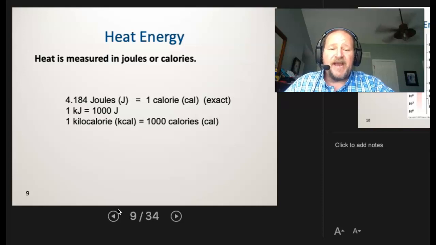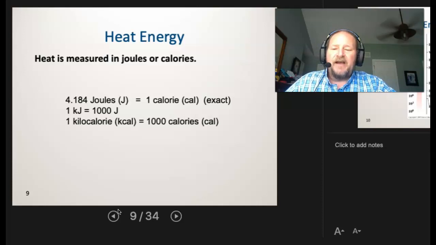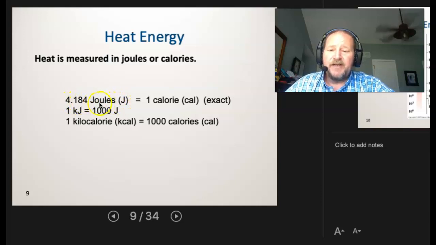Now, that's not a food calorie. That's a heat calorie. And I mentioned before when we talked about the metric system, the 4.184 joules is a metric unit. So this conversion is a little bit weird because it's not a base 10, but we're going from joules to calories. And of course, this is an exact value, so it won't impact your significant figures.